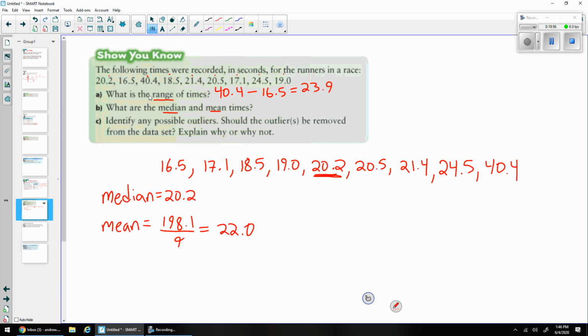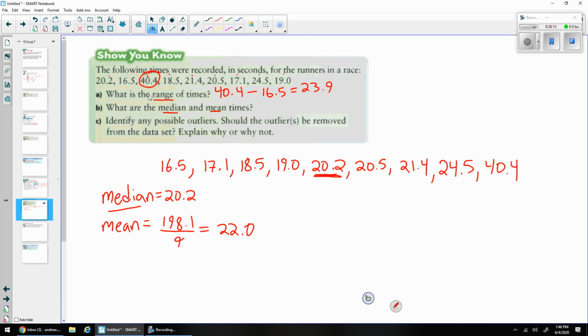So are there any outliers? Yes, sure. This 40.4 is an outlier. They went almost twice as slow as the median person. Should it be removed? No, you just have a slow person, and that data should reflect that.